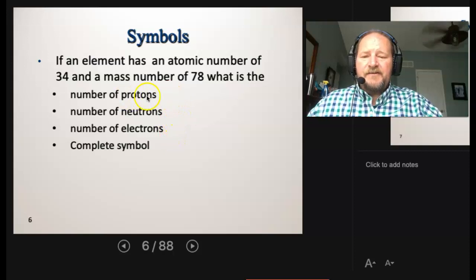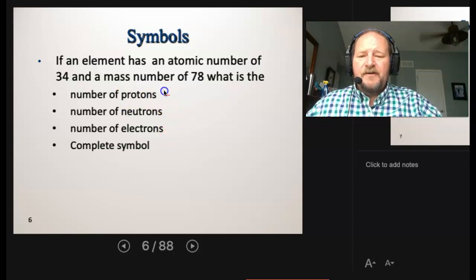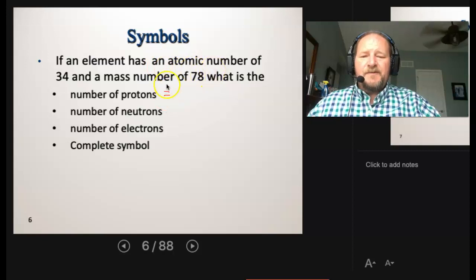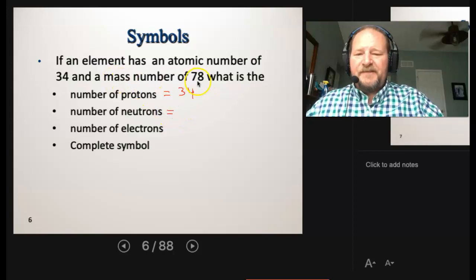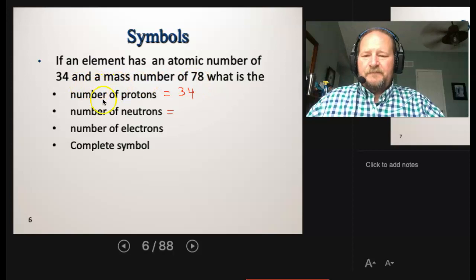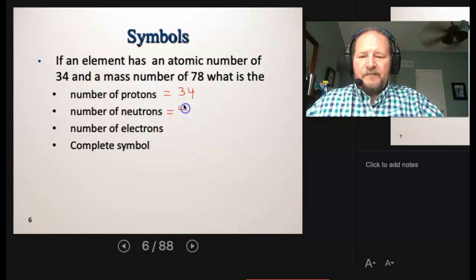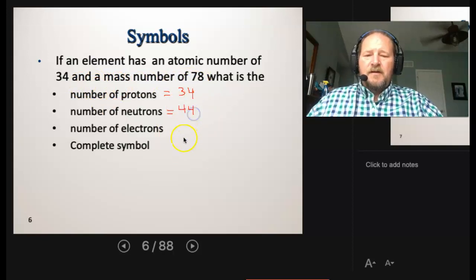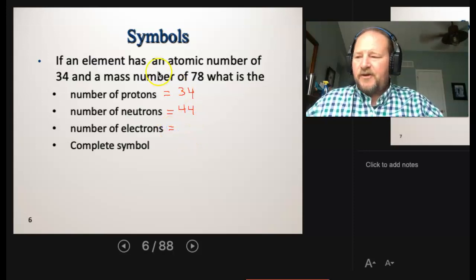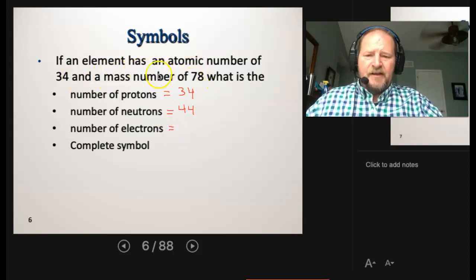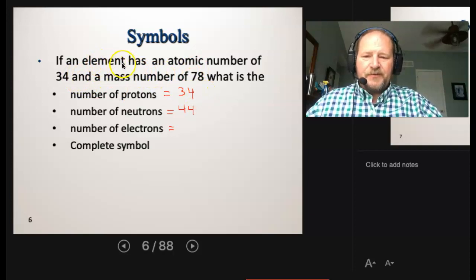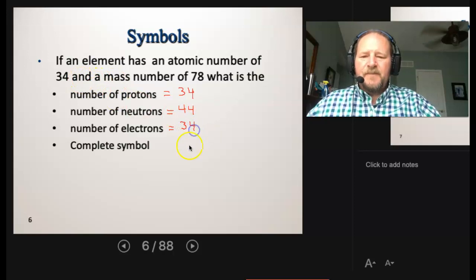Now, for the answers, what we're looking at here is the number of protons. We know that is going to be equal to the atomic number, which we're told is 34. The number of neutrons will be the mass number, which we're told is 78, minus the 34. So this time it's going to be 44. It doesn't say anything about the charge of this atom. In fact, it says an element has, so the fact that it's an element means it's probably neutral, which means the protons and the electrons will be the same. And last but not least, we have the complete symbol.